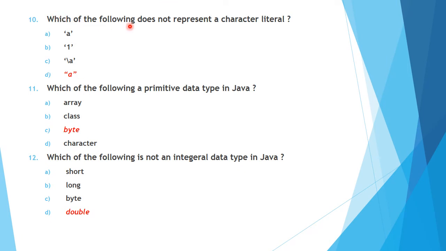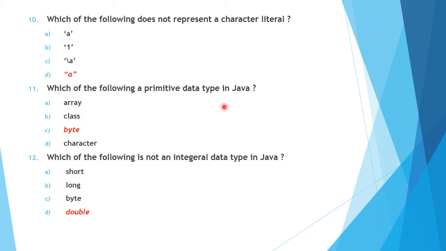Next, which of the following does not represent a character literal? You know that character literals are those literals which store a single character and it should be enclosed within single quotes. So this A is enclosed in single quotes, so correct. One single character enclosed in single quotes, correct. This is backslash A, this is also correct, but it is written in double quotes. This is not a character literal, this is a string, so this one is not the character literal.